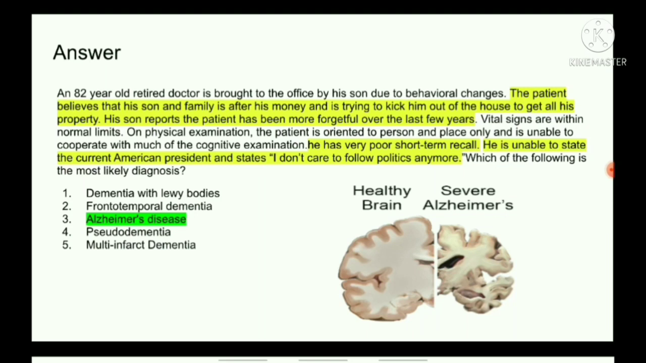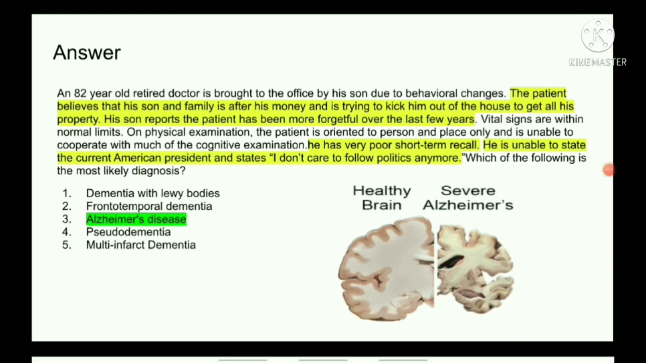Second option, frontotemporal dementia, is wrong because it is generally associated with personality, behavior, and language. It occurs in ages between 40 to 65, and patients with this are very inappropriate socially, they lack empathy, they lack judgment, they lack inhibition, and they have compulsive behaviors like clapping, smacking lips. They have compulsions like putting whatever they get into their mouths and eating inedible things.